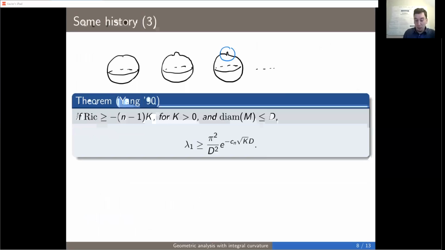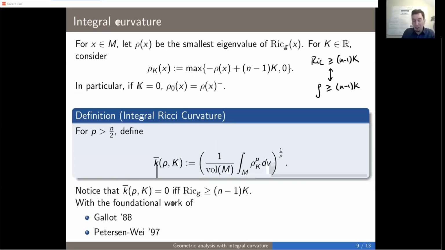And intuitively, the idea is that if this quantity here is small, then we might be in a situation like this one, right? A situation where maybe your manifold doesn't really have a lower bound on the curvature, but the amount of curvature below that threshold is small, right? At least in some integral sense.